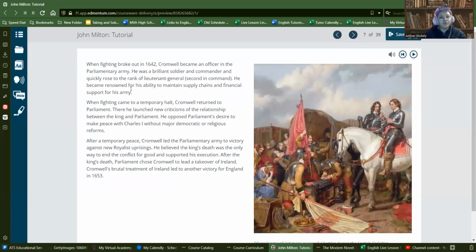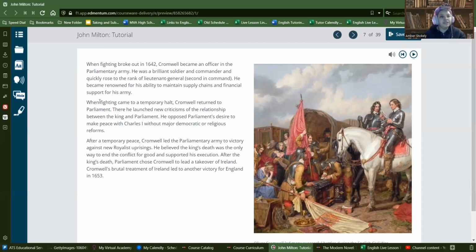And he was pretty much renowned, that means well known, for his ability to maintain supply chains and financial support for his army, which is very important. If you can't supply food and money to your army, then you'll basically be starved out by the fighting. But he was really good at being able to reroute those things to keep his army well fed and energized, because the state of your soldiers dictates how well they do when they fight in a war.